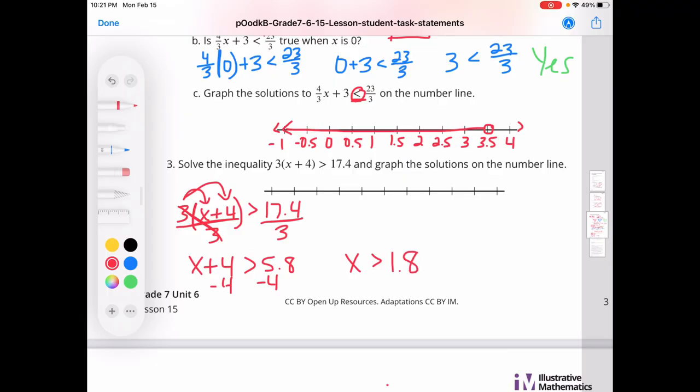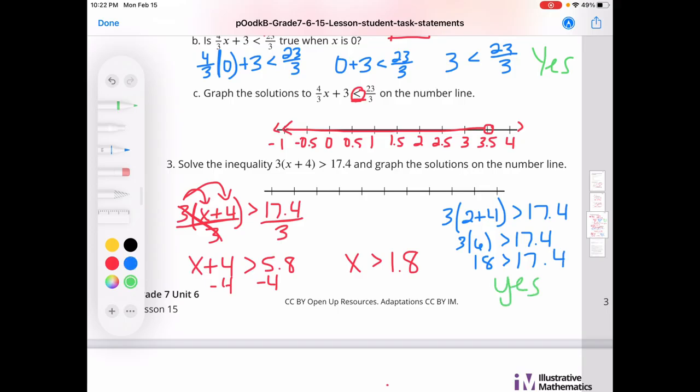And then I want to check that to make sure. So I want to check a solution that is greater than 1.8. So we'll use 2. So 3 times 2 plus 4 is greater than 17.4. So order of operations now, since I'm testing. So 2 plus 4, because I do parentheses first. So 2 plus 4 is 6. And 3 times 6 is 18. And is 18 greater than 17.4? Yes, so then this would be my true solution.